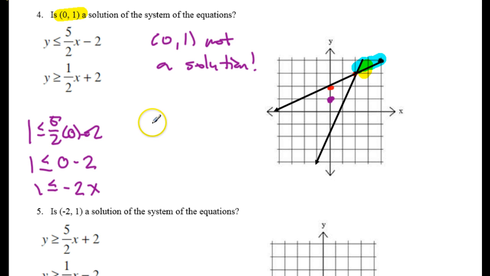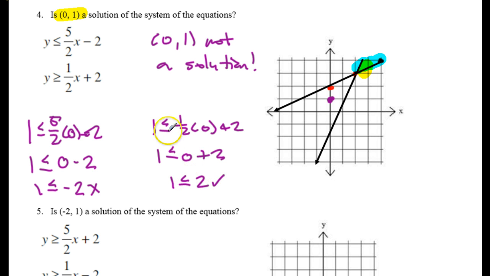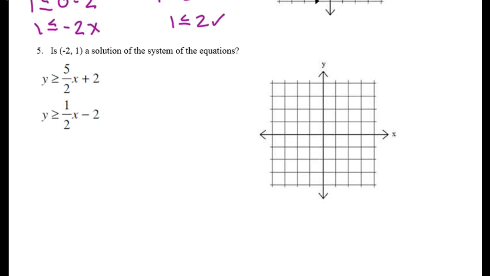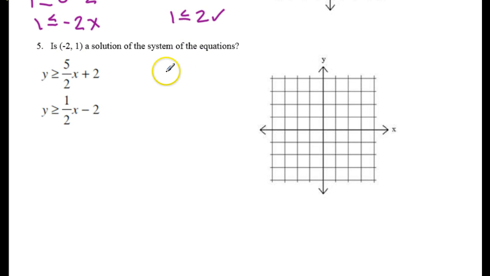Okay? And if I did it on the other one, plug in that same point, 1 is my y. Now it's 1 half x plus 2. Now it's going to say 1 is less than or equal to 0 plus 2. 1 is less than or equal to 2. That's correct. But because it's a system, it's got to be true for both at the same time. So graphically, we've seen that that's not a solution. Same thing when we plug it in.